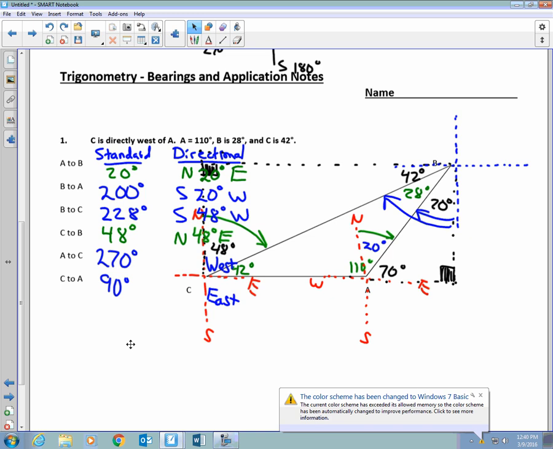180 degrees. So as you look here, if you were going from A to B and then B to A, they should differ by 180 degrees. Do they? 228 and 48. They differ by 180 degrees. 270 and 90, they differ by 180 degrees.